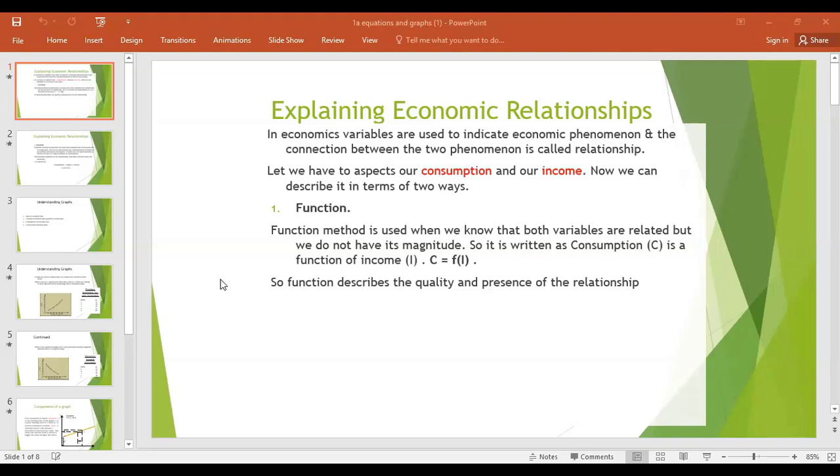So the first common method that is used is called function. Okay, so we'll describe that. In economics, variables are used to indicate economic phenomena. An economic phenomenon is something happening that you are trying to measure, like the number of flights crossing, number of air miles. It's a phenomenon of how many planes are in the sky. So there is something happening, and if you measure it, then that phenomenon becomes a variable.